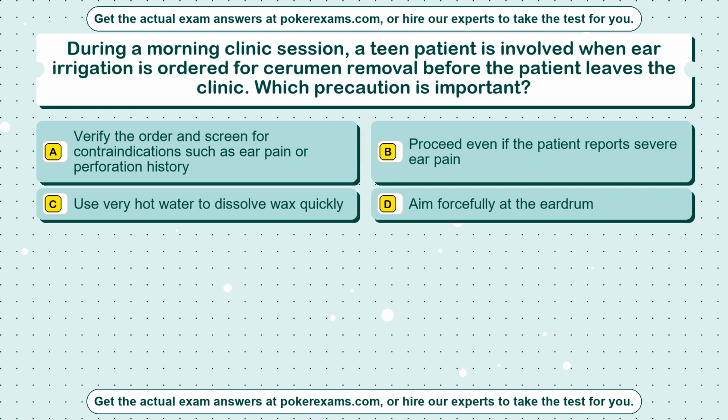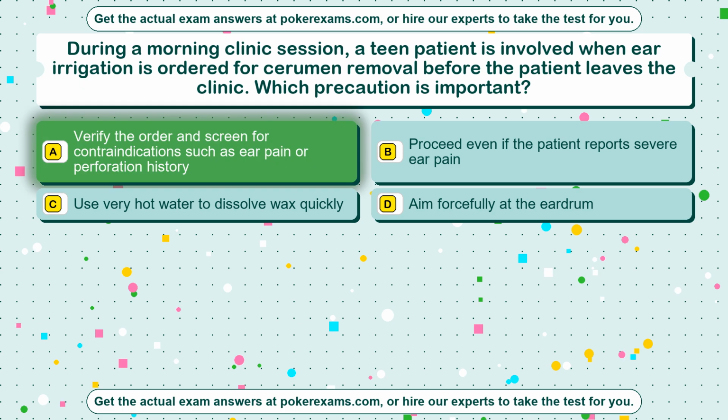Question 77. During a morning clinic session, a teen patient is involved when ear irrigation is ordered for cerumen removal before the patient leaves the clinic. Which precaution is important? Option A. Verify the order and screen for contraindications such as ear pain or perforation history. Option B. Proceed even if the patient reports severe ear pain. Option C. Use very hot water to dissolve wax quickly. Option D. Aim forcefully at the eardrum.